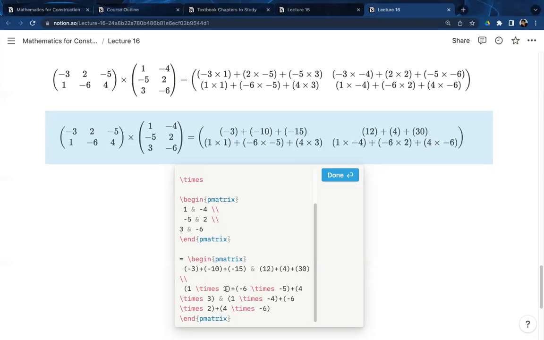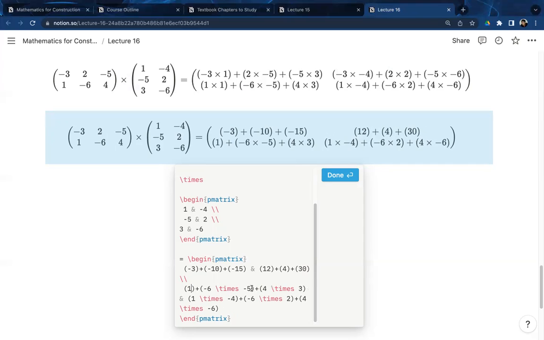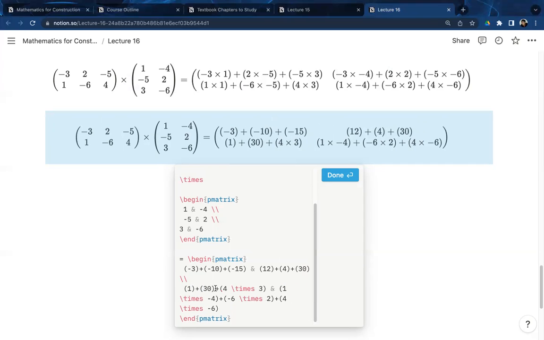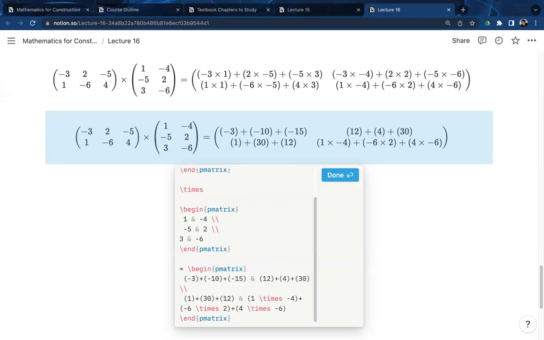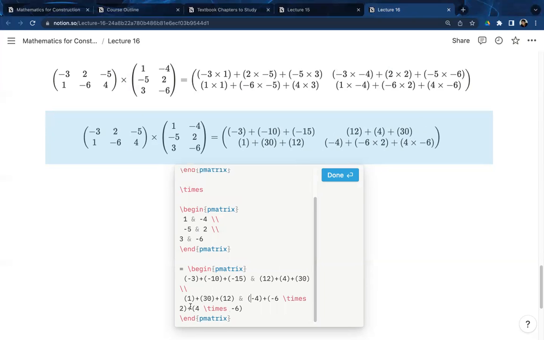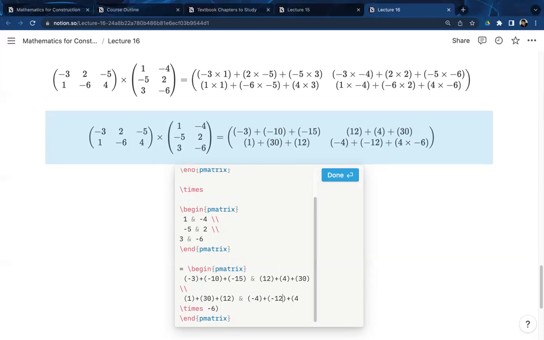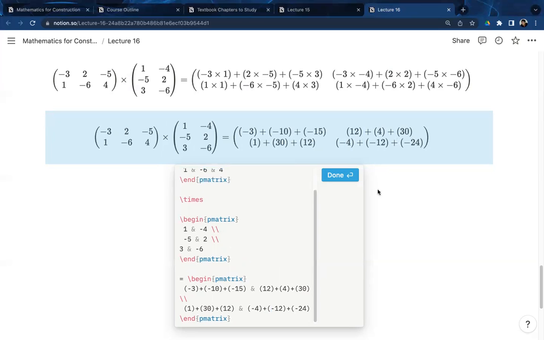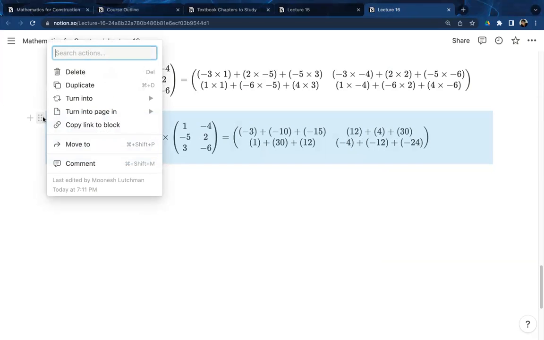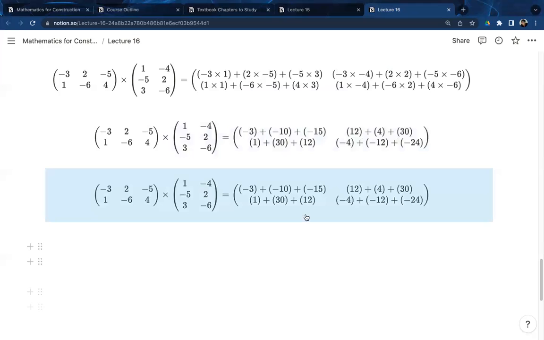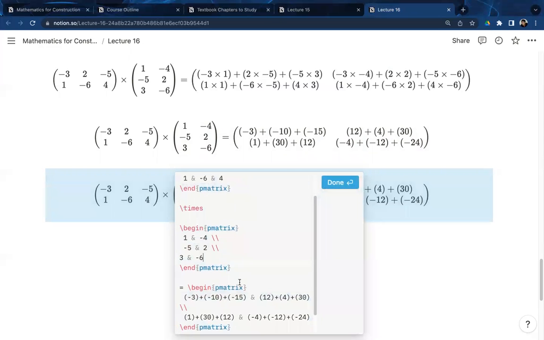This is 1, positive 30, 12. It's negative 4, negative 12, negative 24. Right, now we keep going. All these numbers are negative. So this is 25, 26, 27, 28. So this looks like negative 28.